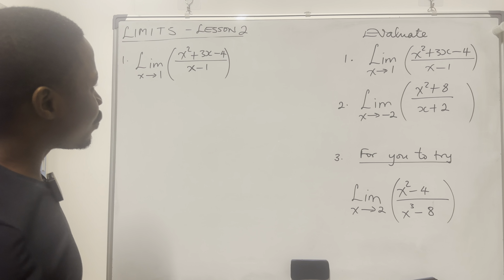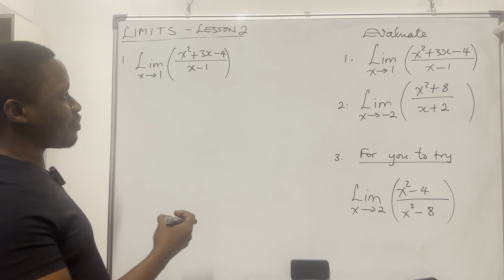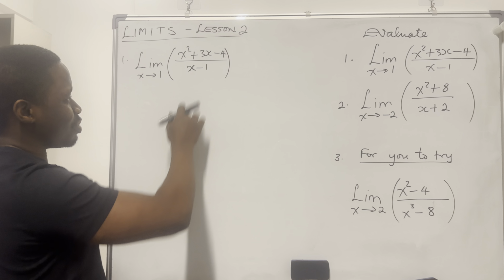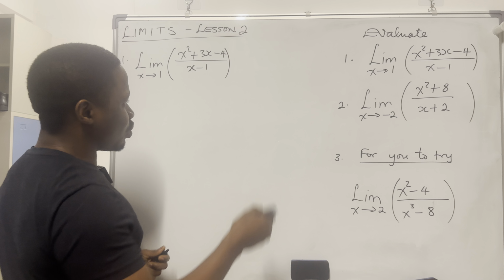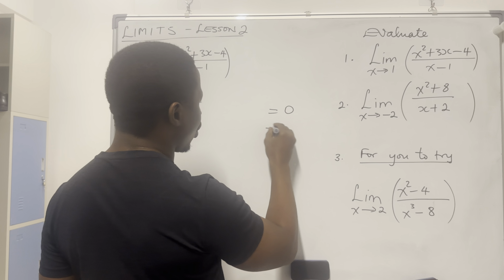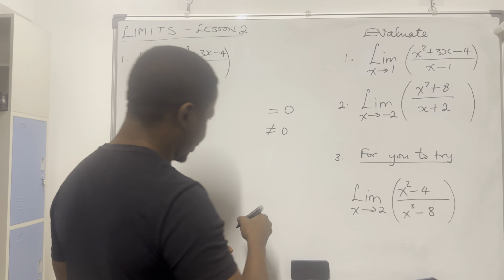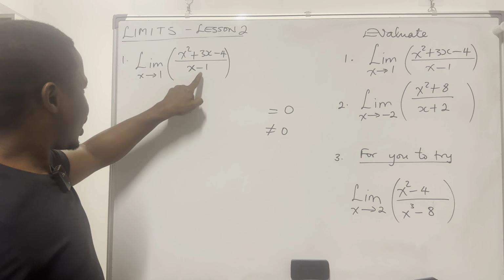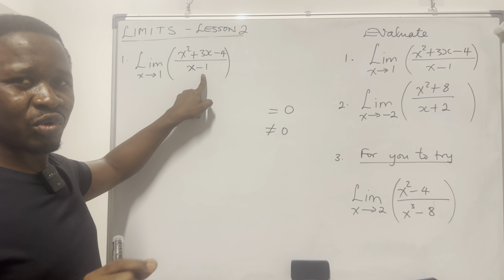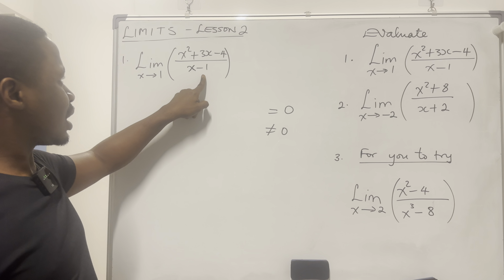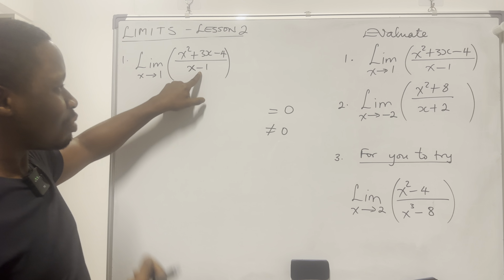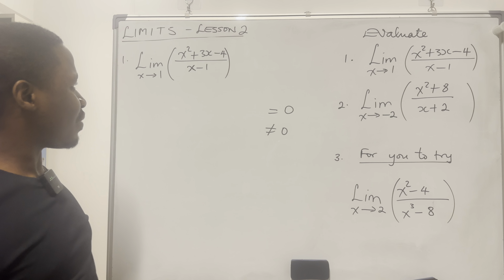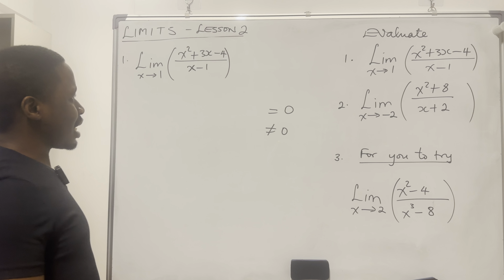So to find the limit of a rational function, the first thing we do is to substitute in the denominator, to see whether it will give us 0 or not. The target is that if we substitute in the denominator, we don't want 0. Why don't we want 0? Because a fraction whose denominator is 0 is undefined. So therefore, let's try and see.